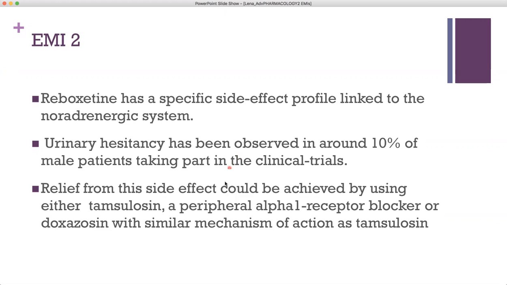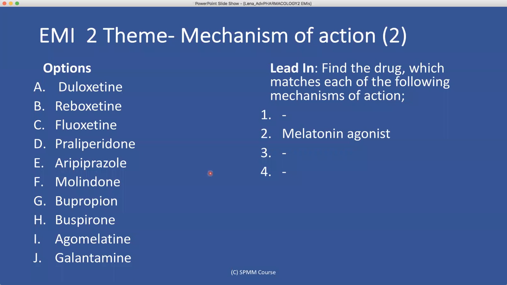Urinary hesitancy is similar to what happens when you have a benign prostate hypertrophy. So using drugs that are used for BPH is helpful to abate the side effect of reboxetine. And this is all happening because it's a noradrenergic drug. It's a selective norepinephrine reuptake inhibitor, similar to atomoxetine, which is used for ADHD. So question number 1, the answer is reboxetine. Question number 2, melatonin agonist. Which in the list is a melatonin agonist?